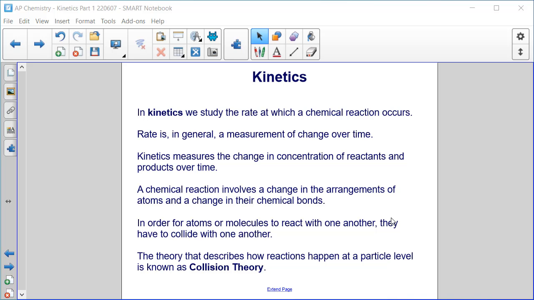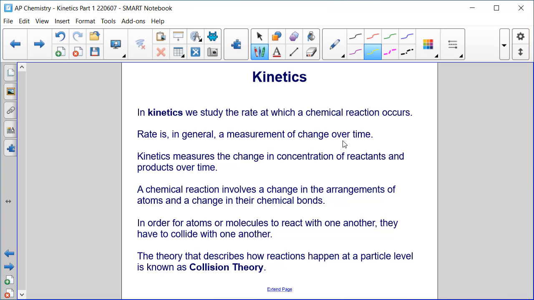So these rates at which reactions occur, the speed with which the airbag reaction occurs, or how slow the rusting reaction occurs, is the basis of kinetics. So in kinetics, we study the rate at which a chemical reaction occurs. Rate is, in general, a measurement of change over time. So this is what we have to remember, that we're discussing change over time.